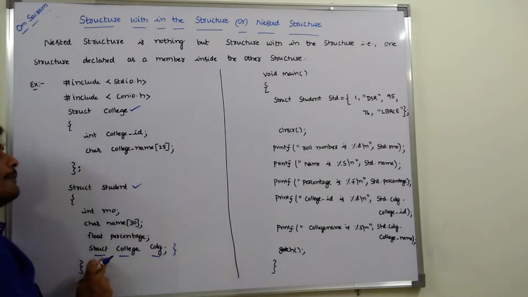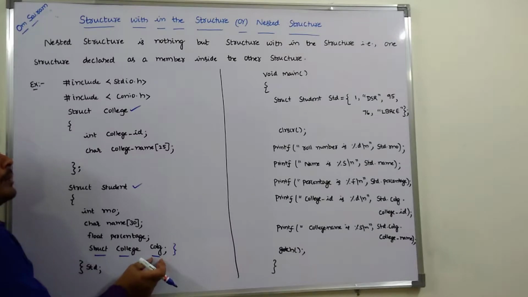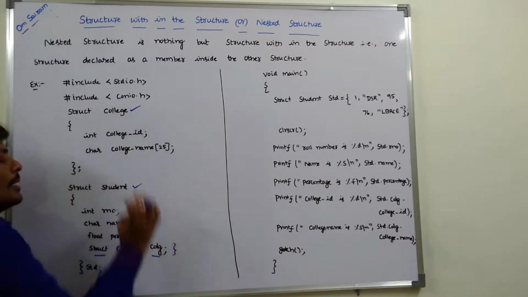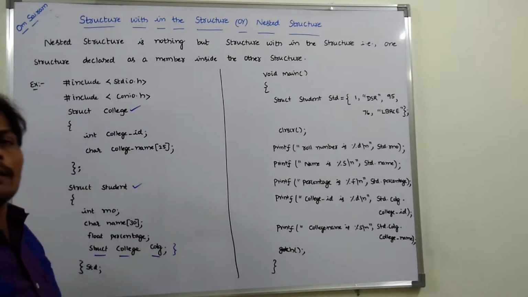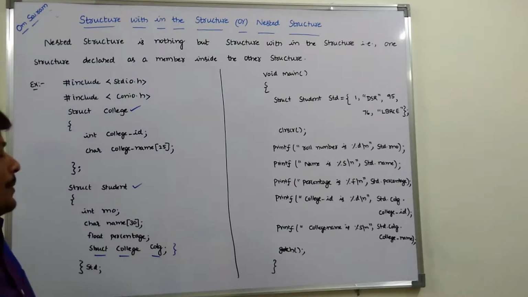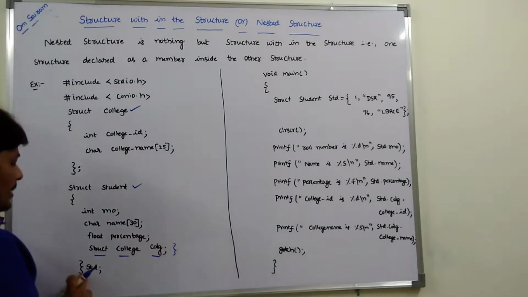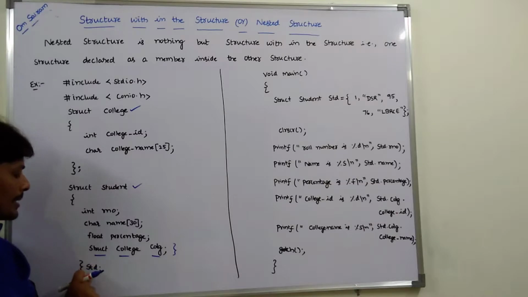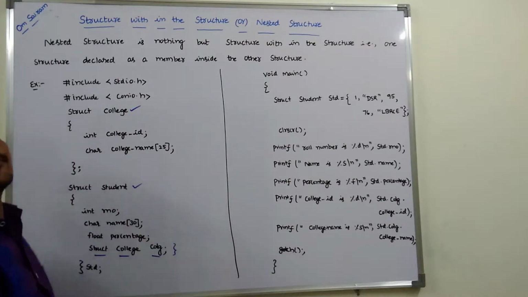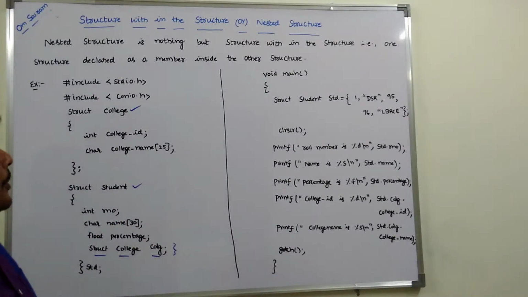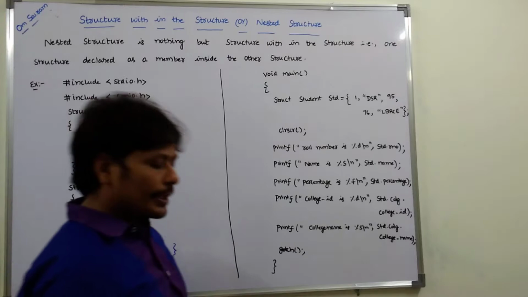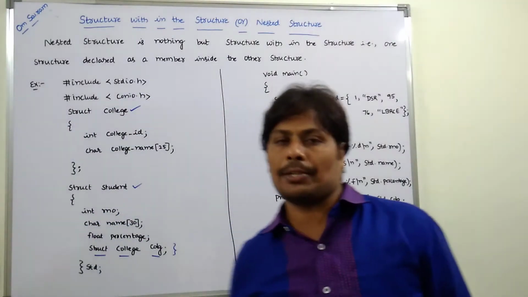So struct keyword, structure name is college. What is the variable we created for college? COLG is the structure variable. So semicolon. Next, brace close. So std is the structure variable created for the structure student. Okay, after this is completed, next we have to write the main function.